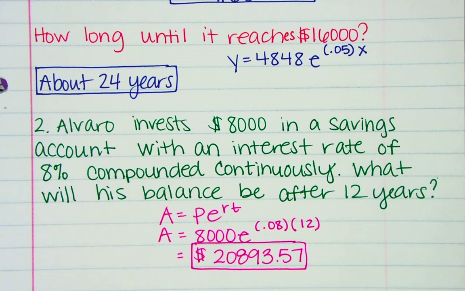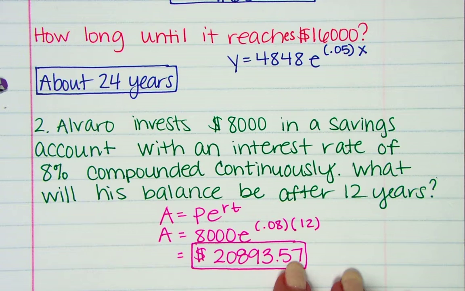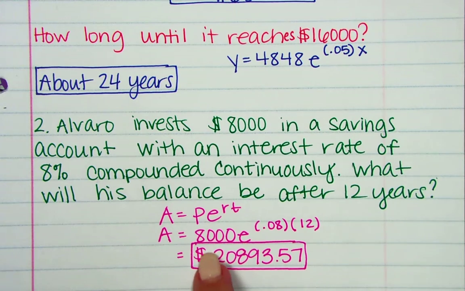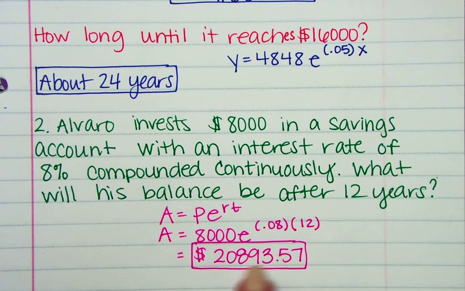Okay, about how much money did he make after 12 years? $20,893 and 57 cents, right? If you did it in the table, I think it just gave you 94, I believe. It didn't give you the change. It doesn't have enough room. That's fine with me, although I think Alfaro would want his change. Did you put this all in the right place? Any questions on this one?